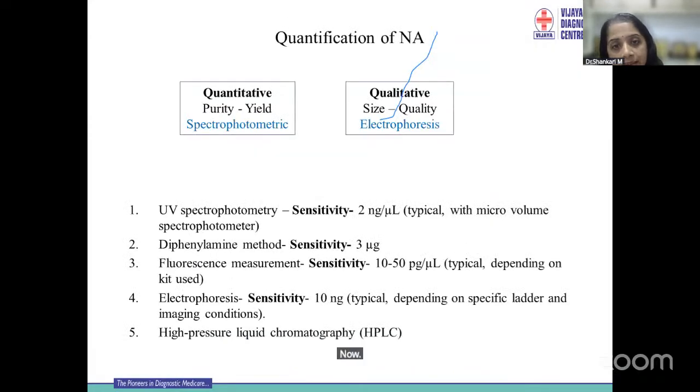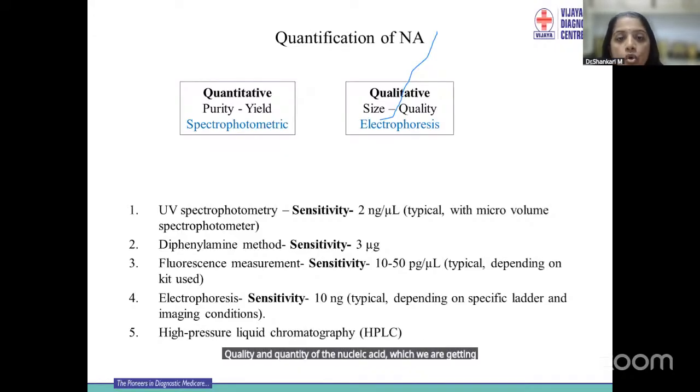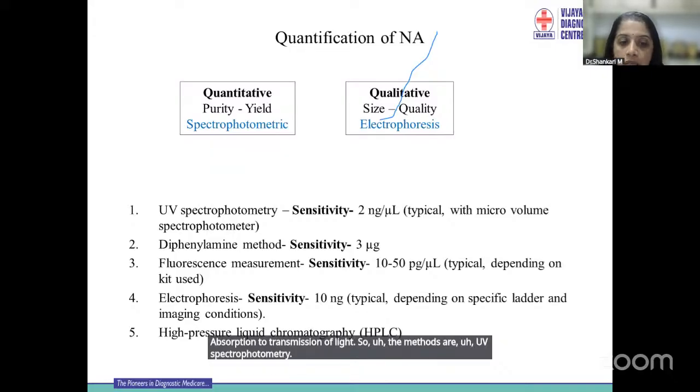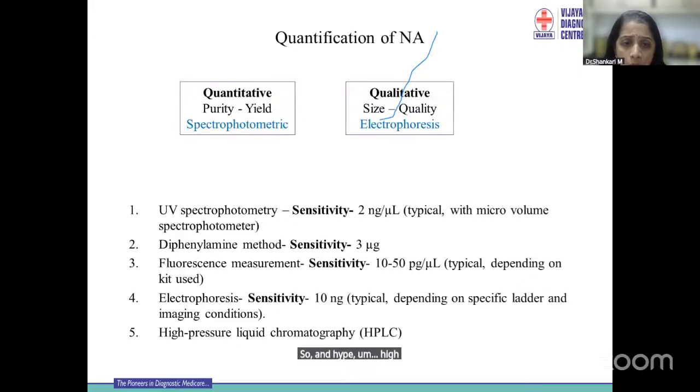Now, once the DNA extraction is done, we have to check the quality and quantity of the nucleic acid which we are getting. The quantification of nucleic acid plays a very significant role, as it tells us the amount of DNA present, which is essential for performing the PCR. It involves the measurement of absorption or transmission of light. The methods are UV spectrophotometry, fluorescence, electrophoresis, and high pressure liquid chromatography.